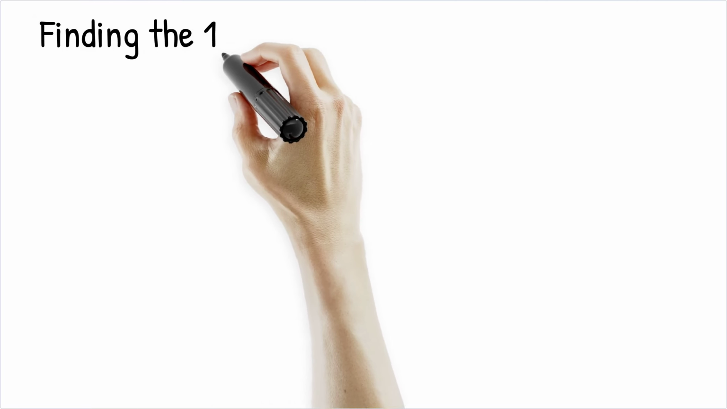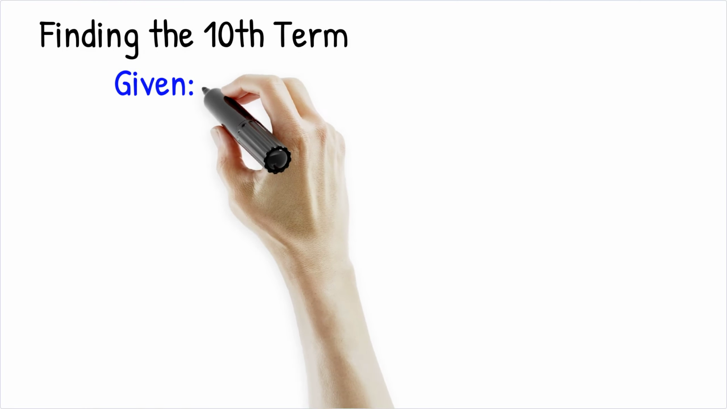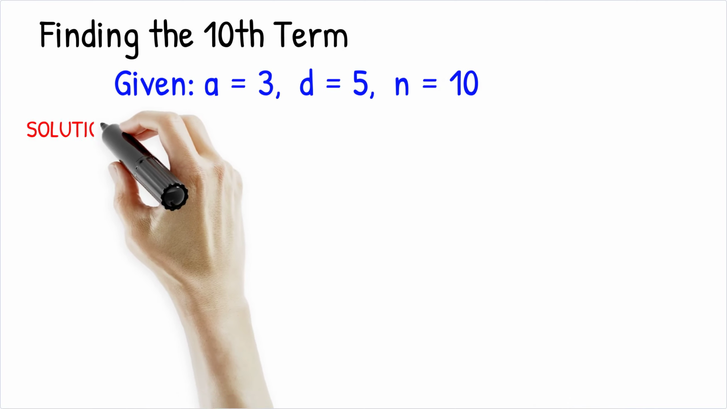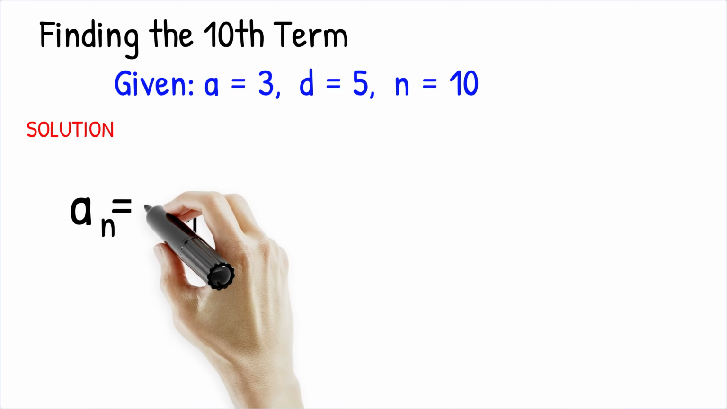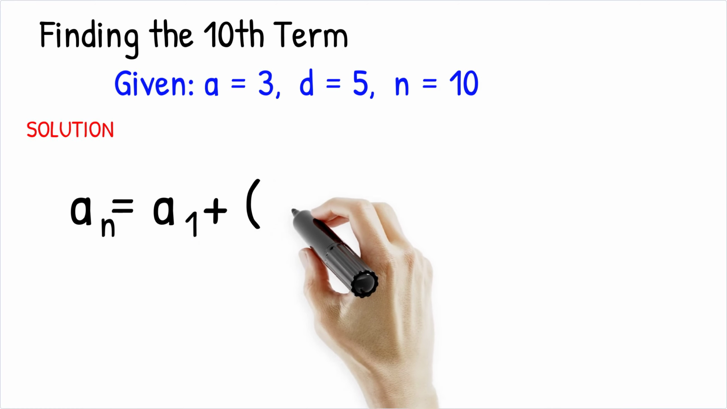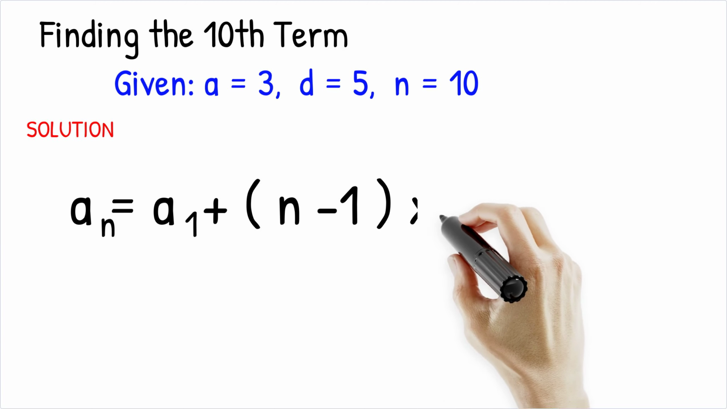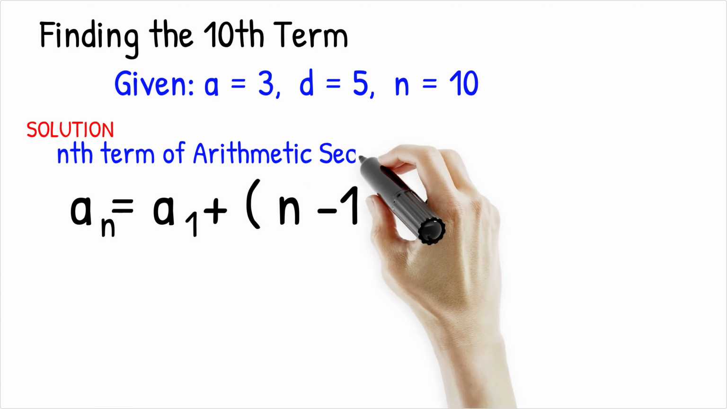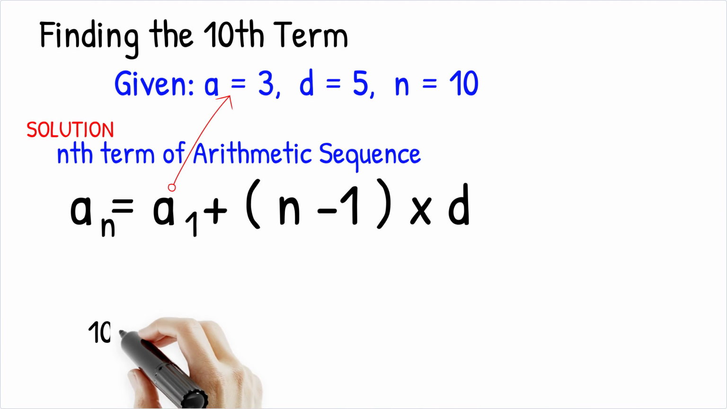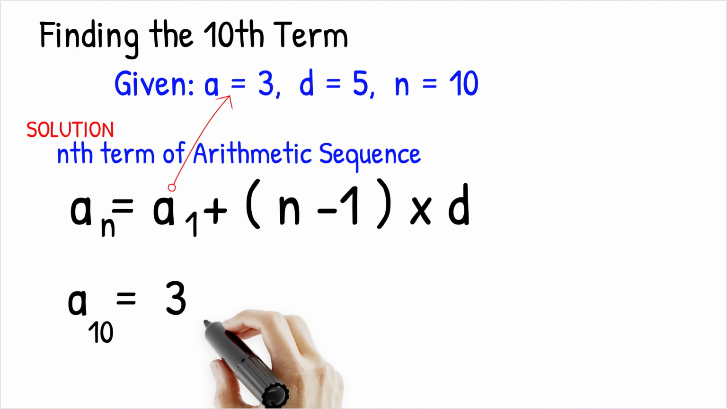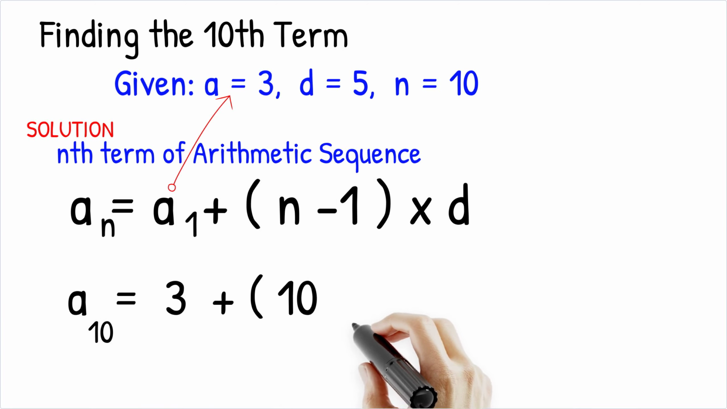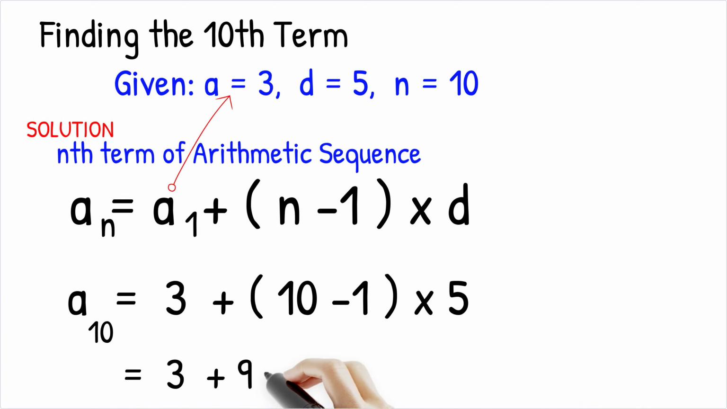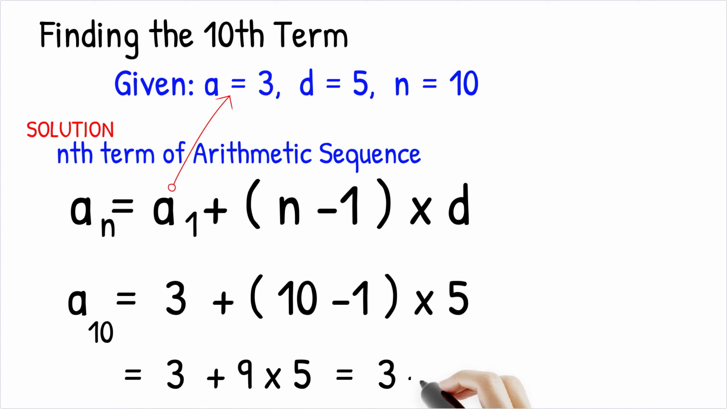Example, finding the 10th term, given a equals 3, d equals 5, n equals 10. Solution: the nth term of an arithmetic sequence is given by an equals a1 plus n minus 1 multiplied by d, where d is the common difference and a1 is the first term of the series. To find the 10th term, substitute all the values. In the above formula, a10 equals 3 plus 10 minus 1 multiplied by 5 equals 3 plus 9 times 5 equals 3 plus 45 equals 48.